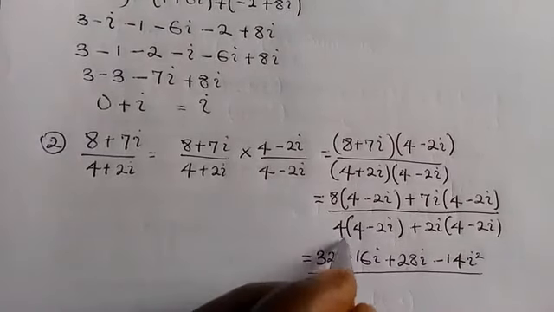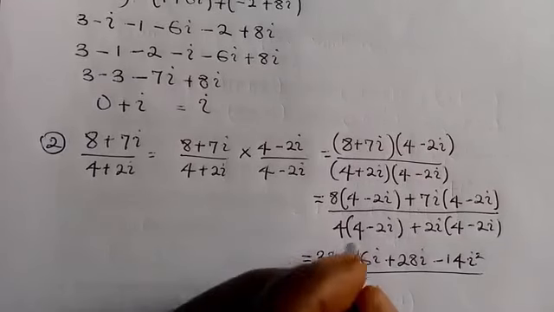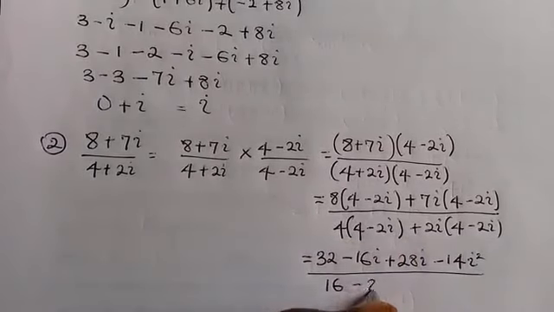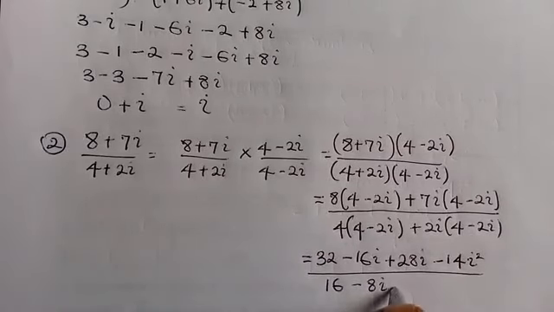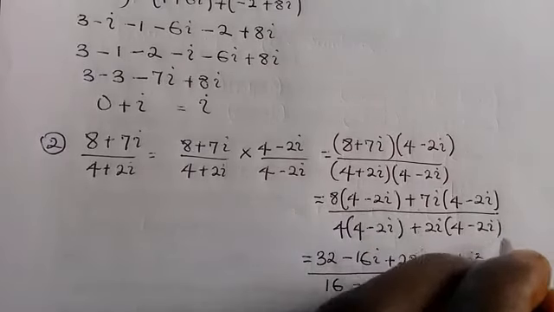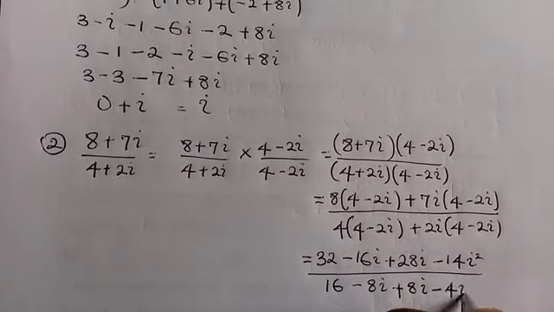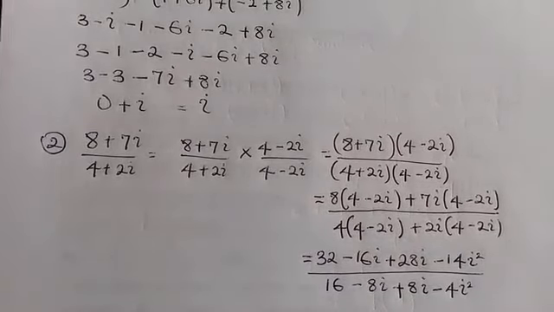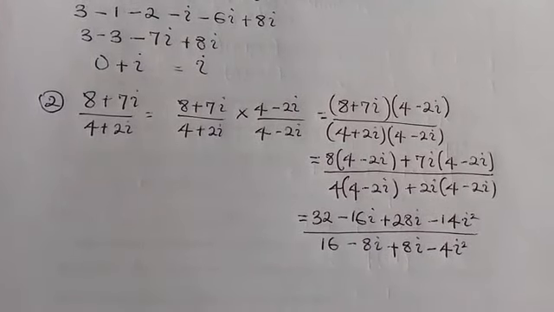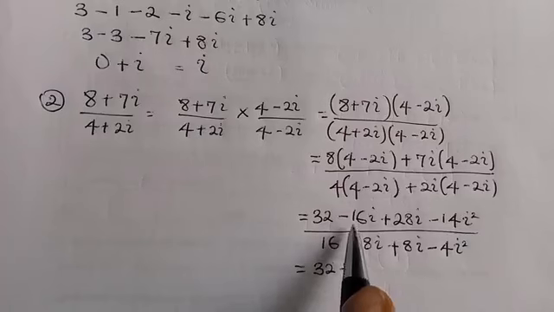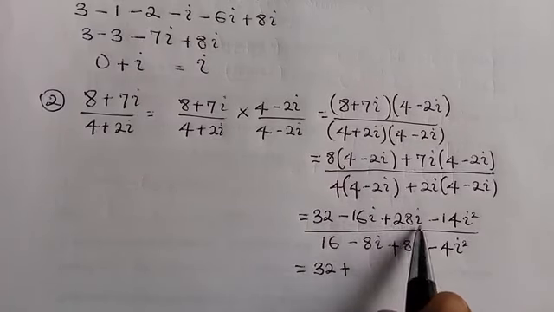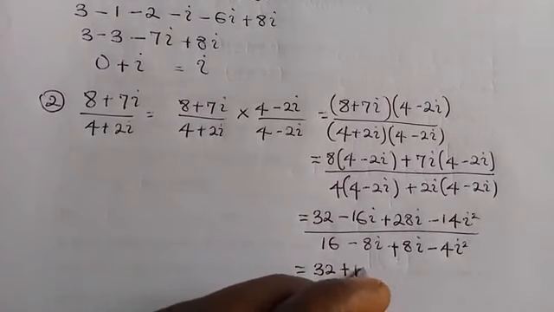We'll divide this by 4 times 4 is 16. 4 times minus 2i is minus 8i. Plus 2i times 4 is going to be plus 8i. Then plus times minus is minus. 2i times 2i is going to give us 4i squared. So at this point, we will have 32 plus minus 16i plus 28i, which is going to give us 12i.